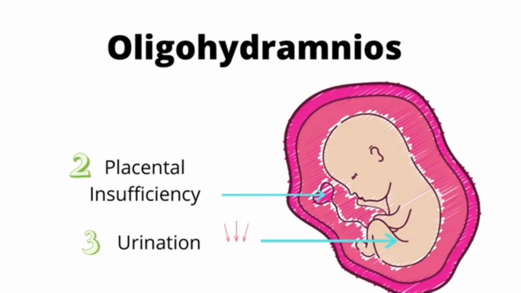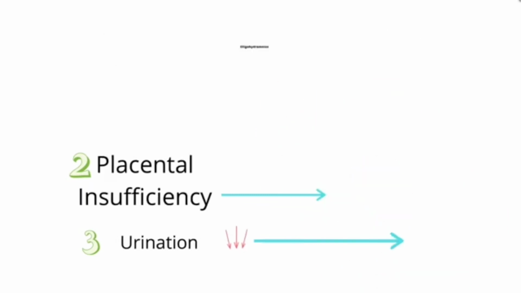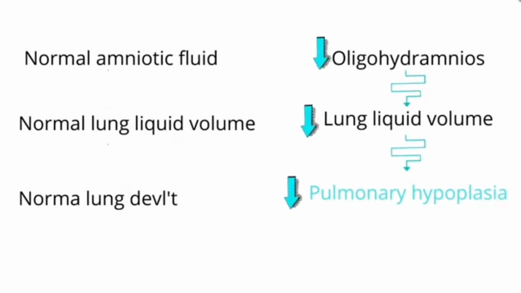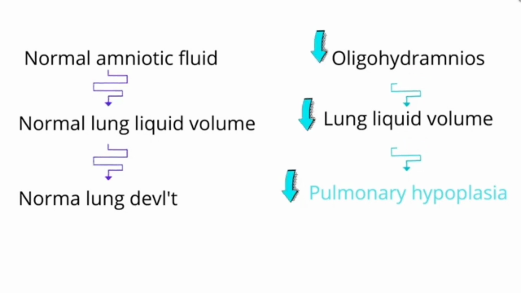An extremely high-yield association with oligohydramnios is pulmonary hypoplasia. So let's try to understand the pathophysiology behind this. A normal amount of amniotic fluid allows for a normal amount to enter the lungs. Thus, there is a normal volume of liquid in the lungs. This normal volume of liquid in the lungs causes an adequate expansion of the lungs, leading to overall a normal lung development. So normal amount of fluid equals normal lung development. However, in oligohydramnios, the amniotic fluid is decreased, thus affecting the overall growth and development of the lungs, causing pulmonary hypoplasia. Knowing the association between oligohydramnios and pulmonary hypoplasia is very, very high yield, so never forget it.